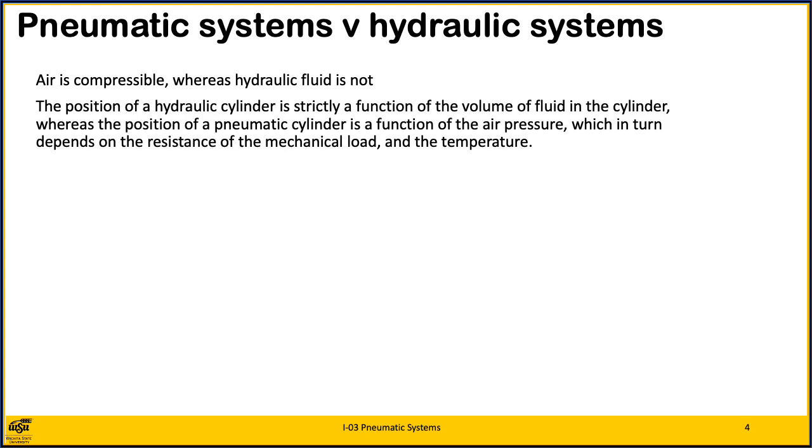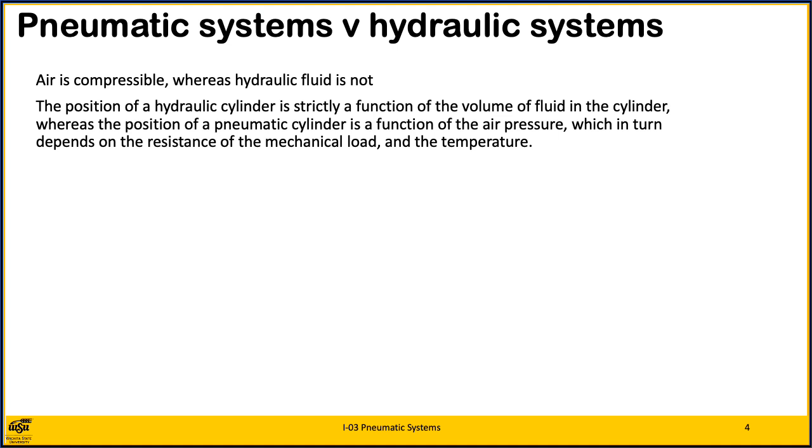The position of a hydraulic cylinder is strictly a function of the volume of fluid in the cylinder, whereas the position of a pneumatic cylinder is a function of the air pressure, which in turn depends on the resistance of the mechanical load and the temperature. For example, if a hydraulic actuator is moved to position and stopped, the trapped fluid on each side of the piston will lock it in place.